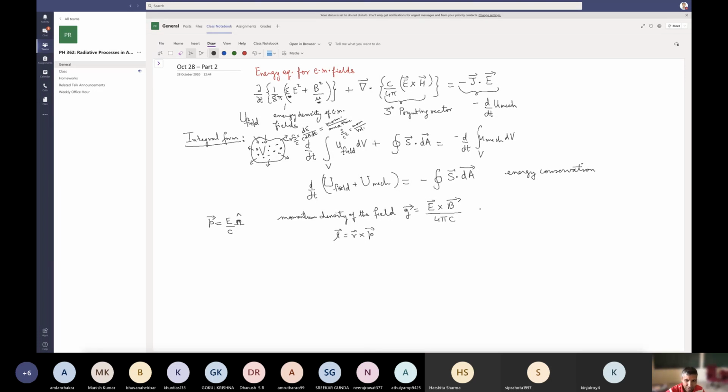In the same way, as we have momentum density, we also can define angular momentum density, which, let's call it by curly L, is nothing but R cross G, where G is given by this expression. So you see the fields not only have energy, they have momentum and they have angular momentum.